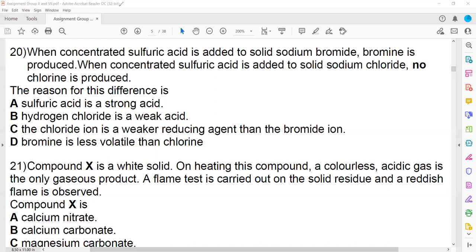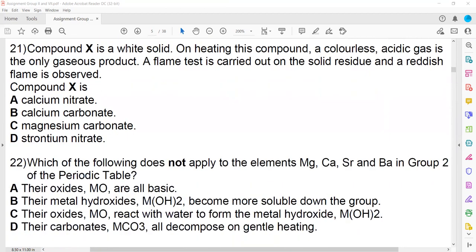21. The compound X is a white solid. On heating, a colorless acidic gas is given off, and a flame test was carried out. The reddish flame is there. So if it is a reddish flame, this gives an idea it might be calcium, because calcium is brick red, or strontium. Might be calcium, might be strontium. But there's a colorless gas.